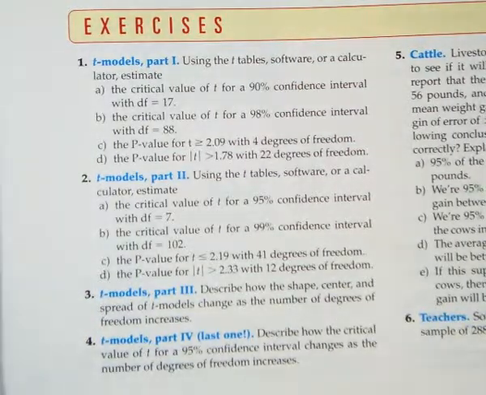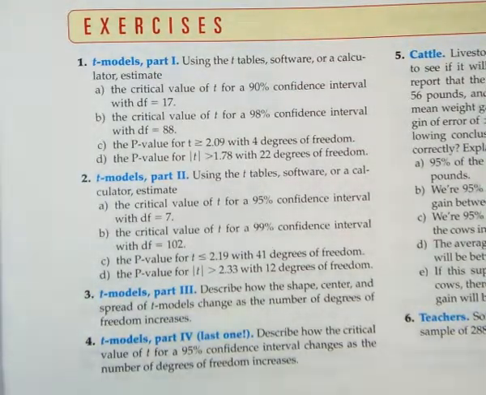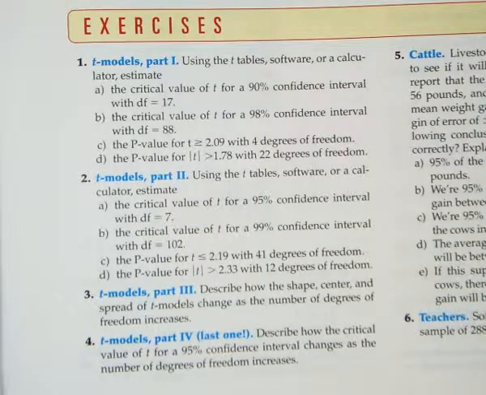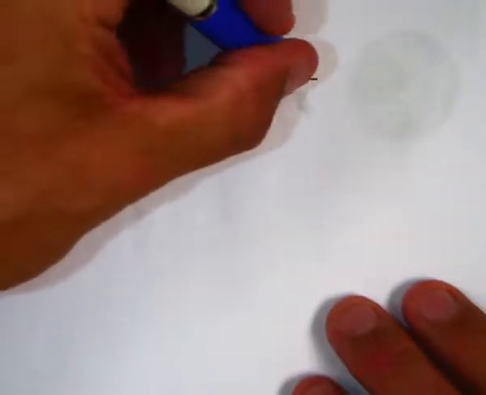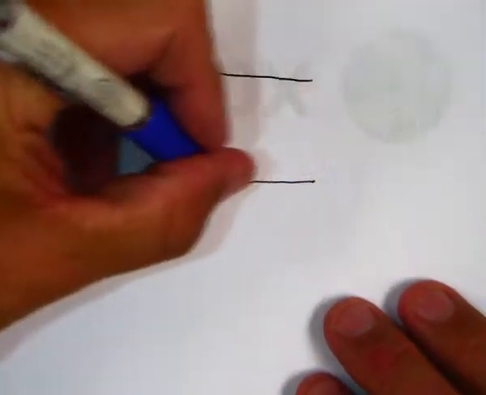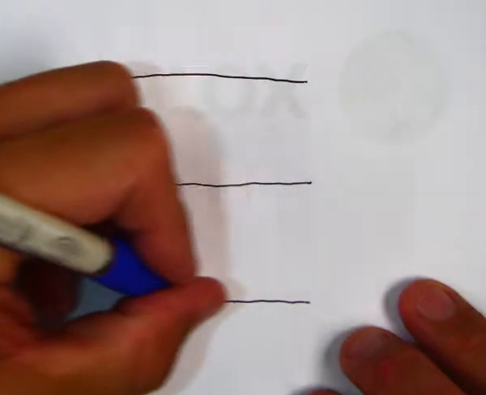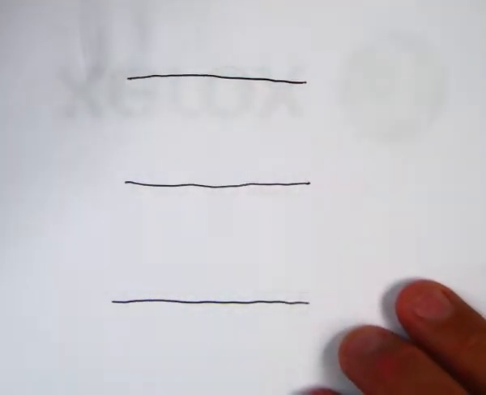Alright, so describe how the center, shape, and spread of T models change as the number of degrees of freedom increases. Okay, so a T model, unlike a normal model, is not static. So what it means is if I had 3 T distributions, how would the center change?